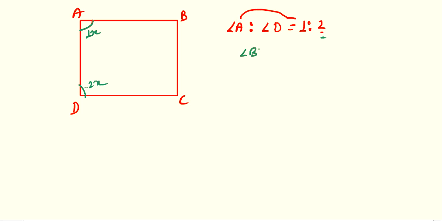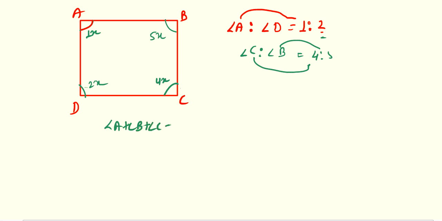Then it is given angle C to angle B, how much? 4:5, so angle C is 4x and angle B is 5x. Okay, so now the same rule: angle A plus angle B plus angle C plus angle D equals 360.